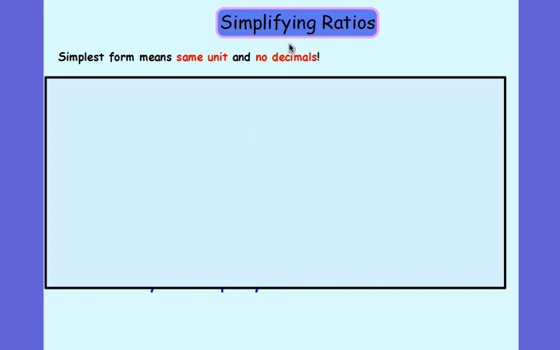Moving on, we're going to look at simplifying ratios. So the simplest form means they have the same unit and there are no decimals. No decimals involved in a simplified ratio.